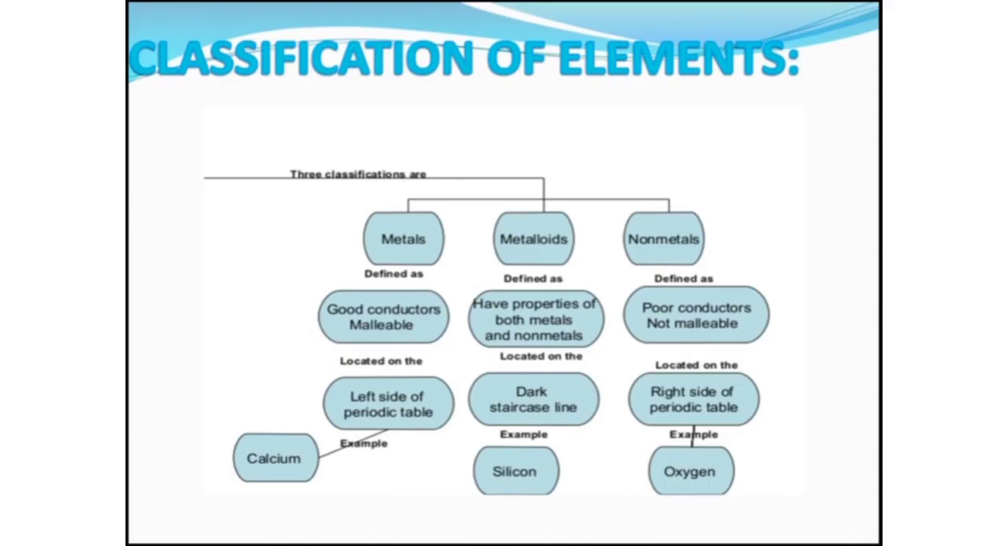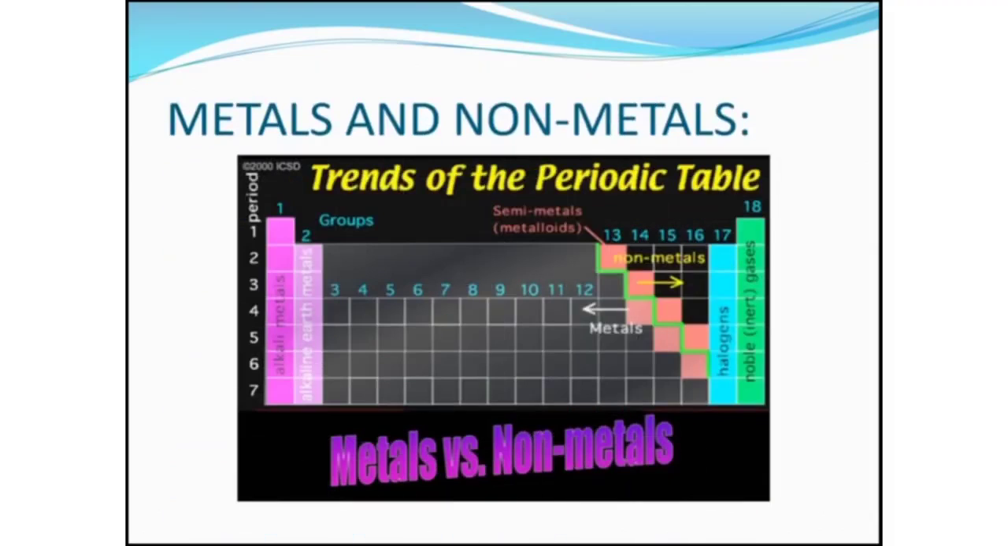And then metalloids are defined as having the properties of both metals and non-metals, and they are located on the dark staircase line, for example silicon, germanium, astatine, etc. And these are the trends in the periodic table. On the left side there are metals like the alkali and alkaline earth metals, and on the right side the halogens and the inert gases are non-metals, and the dark staircase line holds the semi-metals.